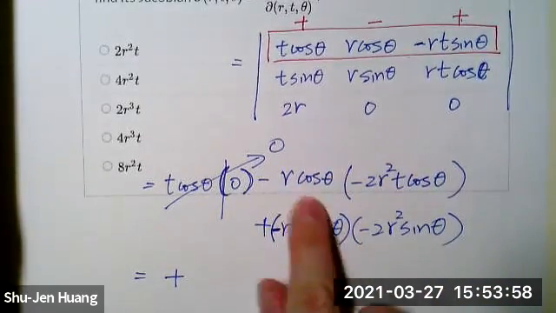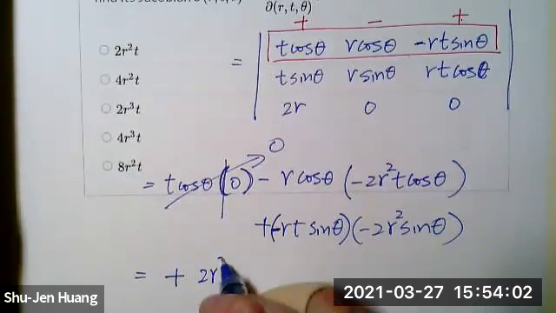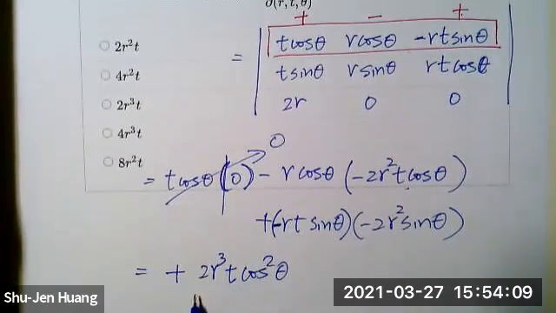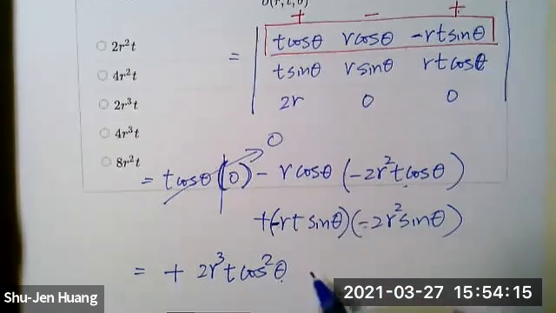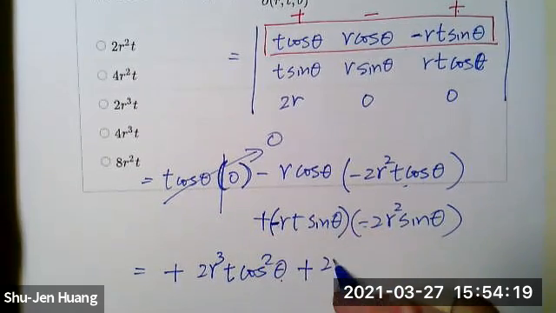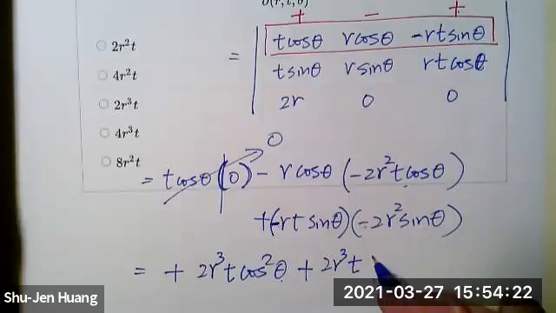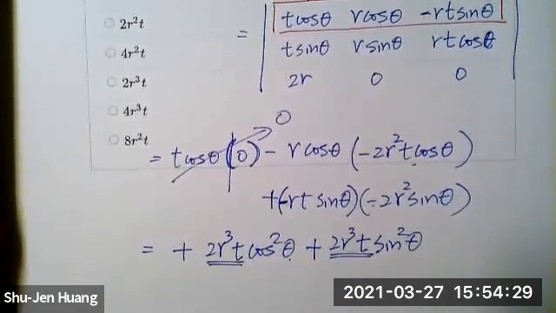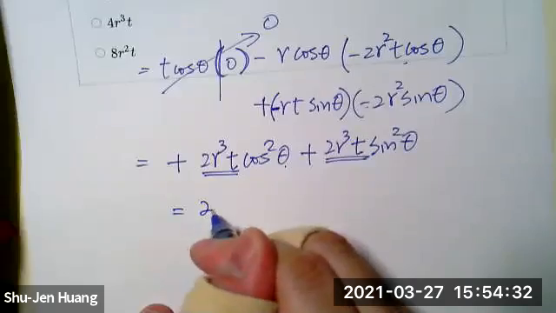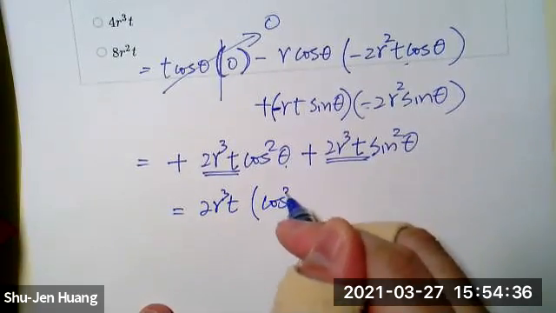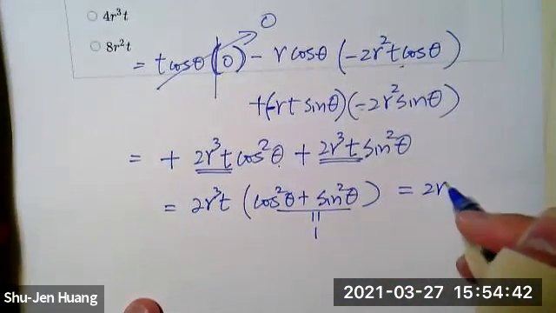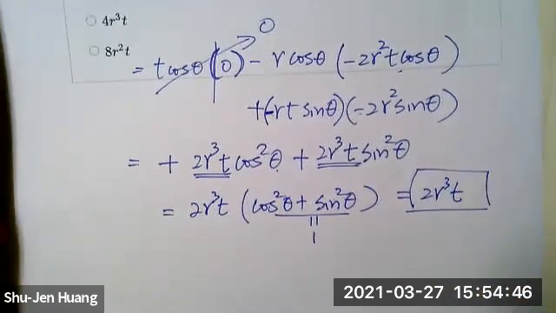All right. So here we have a positive sign. So we have 2R cubed T cosine squared. Am I right? When we multiply this together, we got 2R cubed T cosine squared theta. And here, again, 2 minuses, that becomes positive. And we have 2R cubed times T, and this gives us sine squared theta. And these two have a common factor of 2R cubed T. We can take that out. Once we take that out, the remaining part is cosine squared plus sine squared, and that gives us 1. So the final answer of the Jacobian is 2R cubed times T.